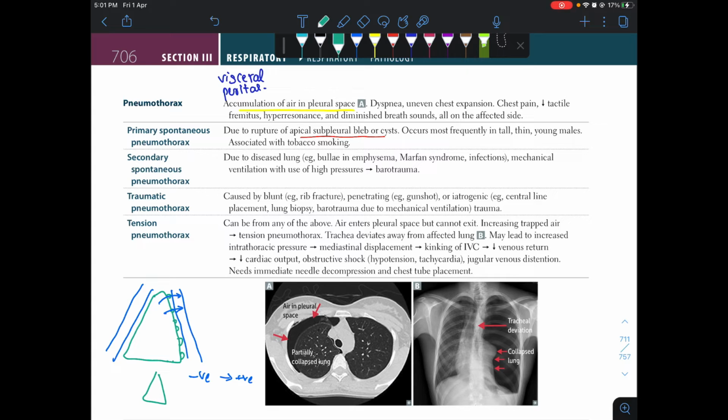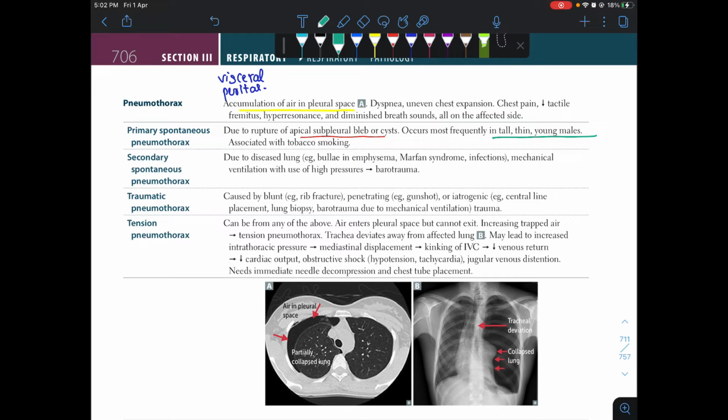Eventually this leads to collapsing of the lung, and this is associated with tall, thin, young males because they will have more negative pleural pressure, and this is also associated with tobacco smoking.